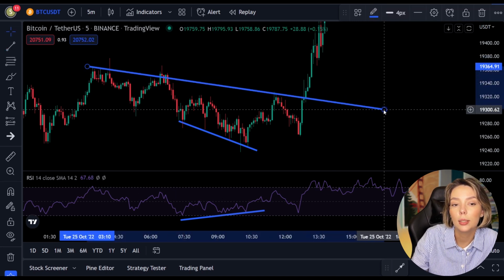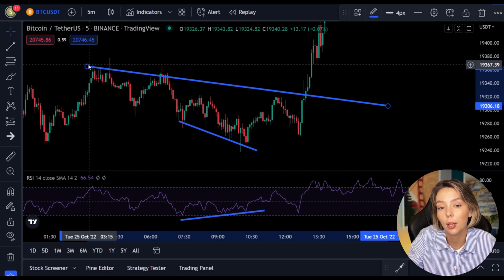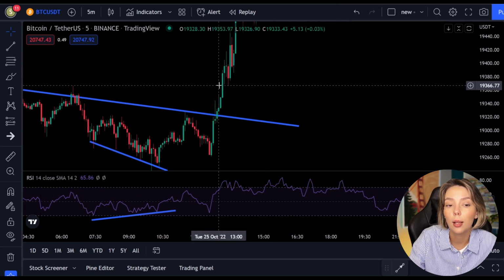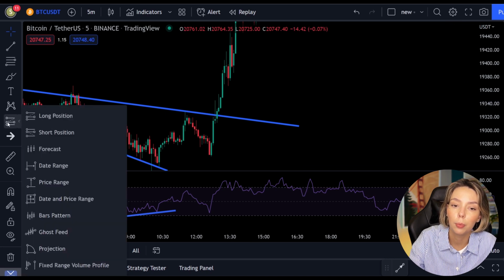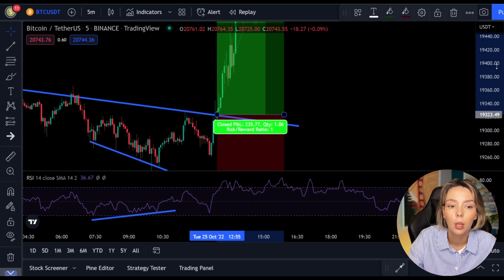So this indicates that the momentum of the market will change. The only thing we are waiting for now as a second confirmation is a breakout. Again, we can draw a trend line where we see the price break out. After the price breaks out, we can open a position.